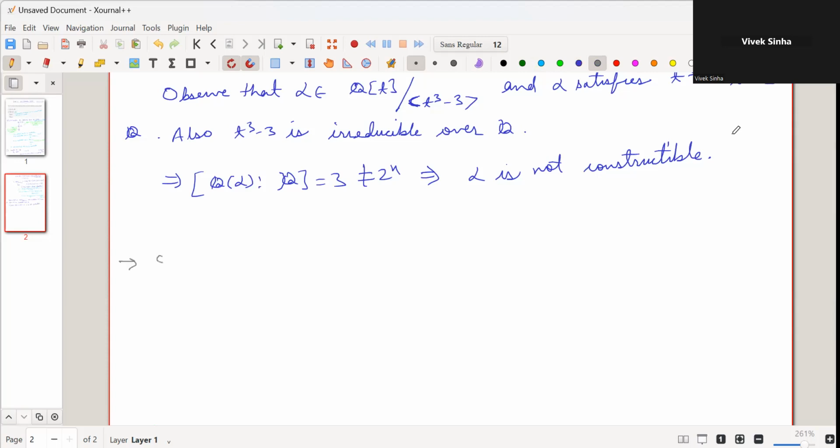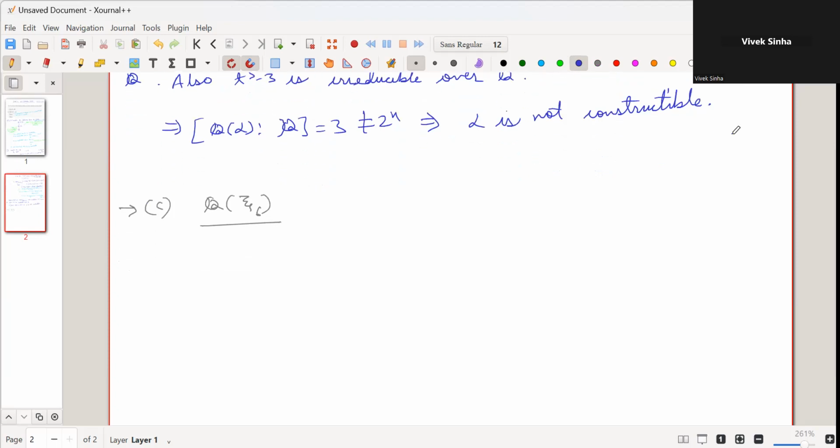So the remaining part is Q(ξ6). We just need to see whether ξ6 is constructible or not, because Q is constructible, and if ξ6 is constructible, then any element of the form a plus b ξ6 will also be constructible. So that's what we have to see. Although we have already seen this in some context, let me just write it.